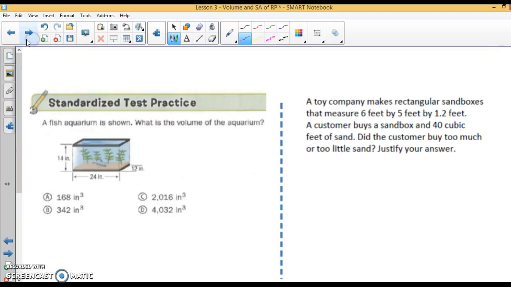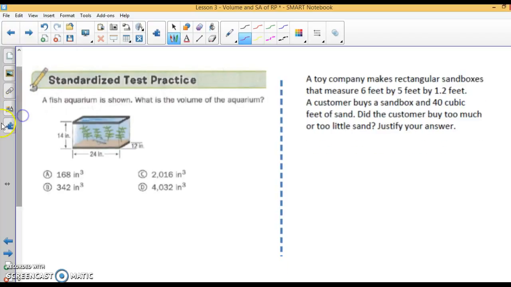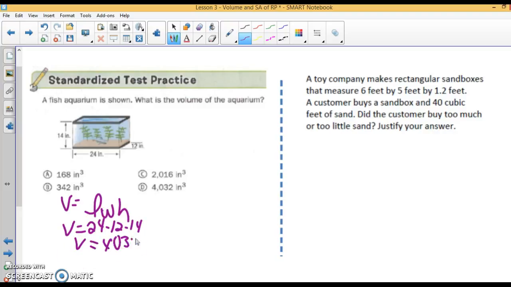Let's see. A fish aquarium is shown. What is the volume of the aquarium? Well, the volume would be length times width times height. So I'm going to have 24 times 12 times 14, which is 4,032 cubic inches.